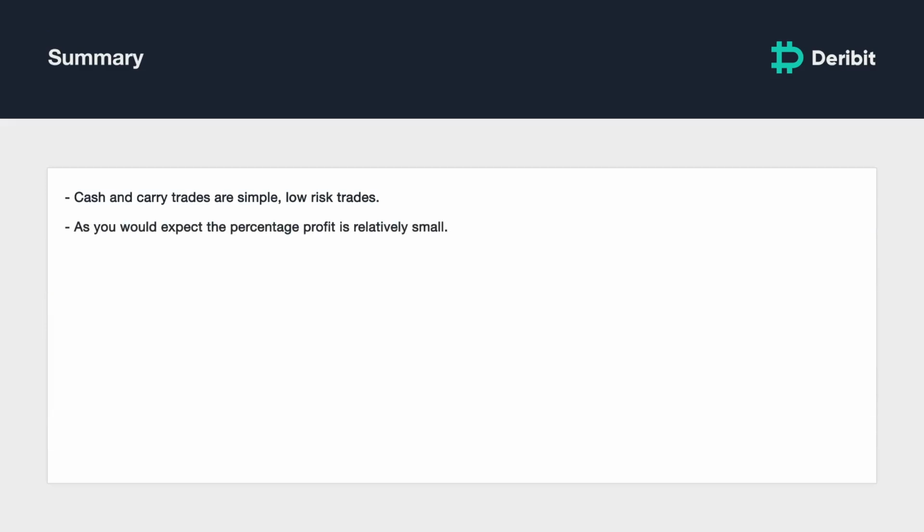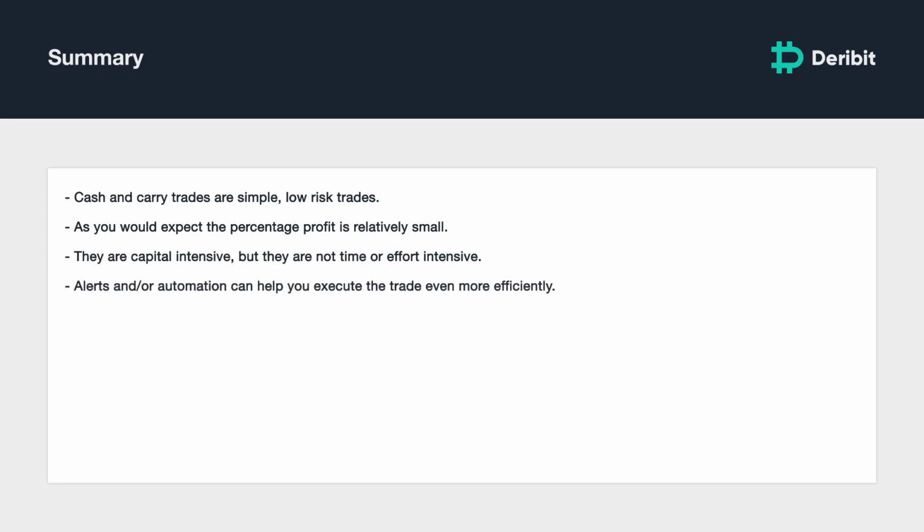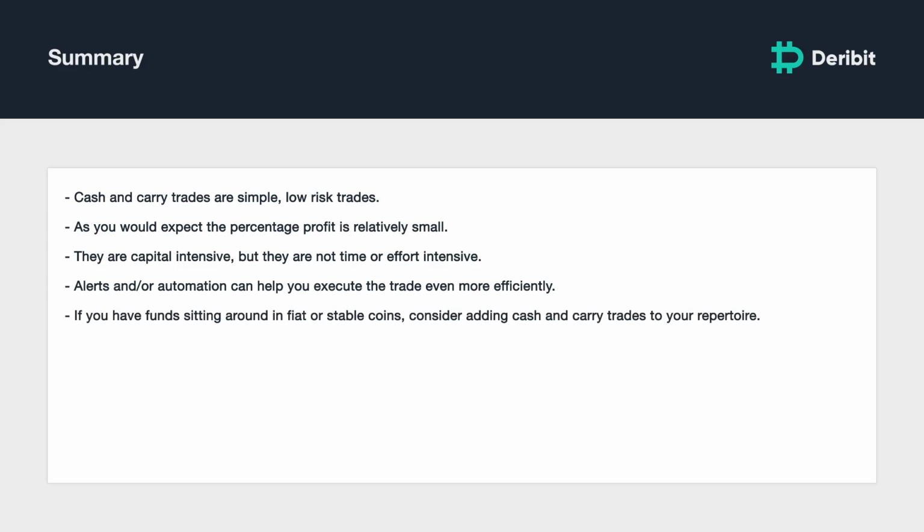In summary, cash and carry trades are very simple, low-risk trades. So as you would expect, they usually offer relatively low percentage gains. However, while they are capital intensive, they are not time or effort intensive. With the help of alerts or automation, you could spend as little as an hour per quarter actually executing this trade and still make a reasonable return, leaving you with plenty of time to spend doing other productive activities. So if you tend to have any funds sitting around in fiat or stablecoins for any length of time, you should consider adding cash and carry trades to your repertoire.